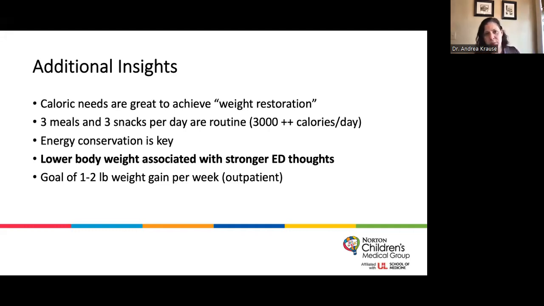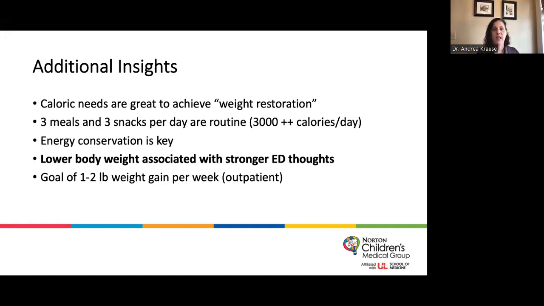At minimum, that's 3 meals and 3 snacks per day. And as the child switches over from a catabolic state to an anabolic state, we see that rev up of the basal metabolic rate. And so that's why we need so many calories. Again, energy conservation is key. Don't let them walk the dog if they're not in a state where that can happen.